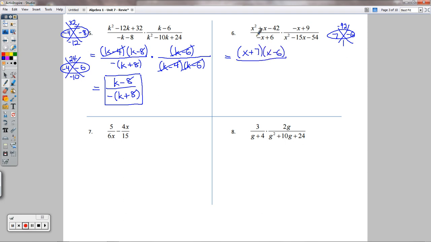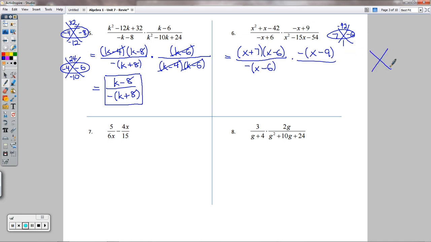On the bottom, here you have a negative in front of that first term. So factor it out. Take a negative out of both of those. That would become negative. This would become positive if you factor out the negative there. Do the same sort of thing with this one. So we're going to have x minus 9 if we factor a negative out of both of those.